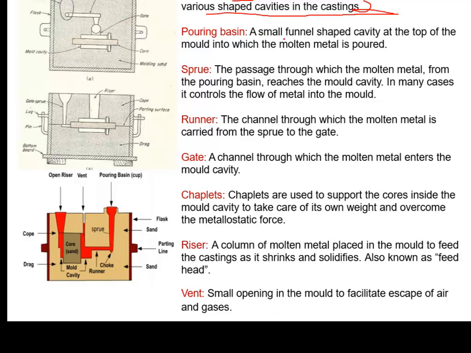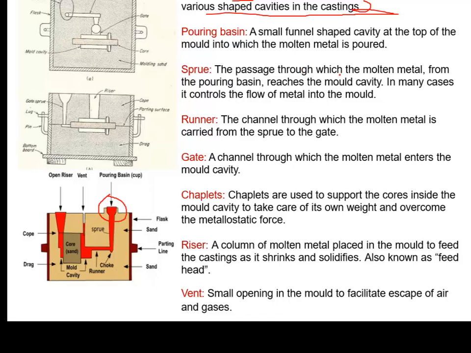Pouring basin: a small funnel-shaped cavity at the top of the mold into which the molten metal is poured. So we can see this is the pouring basin. Next is a sprue. We can see here the position of the sprue is after the pouring basin.